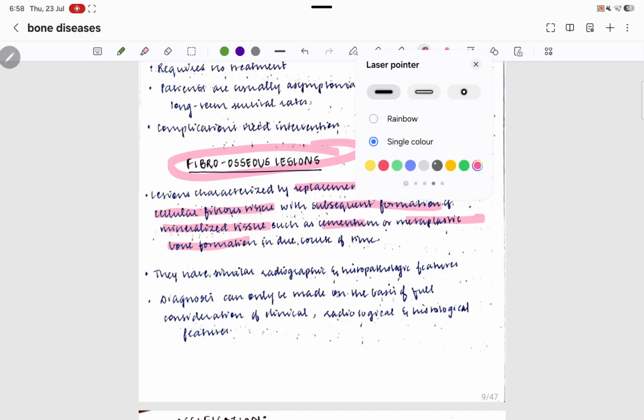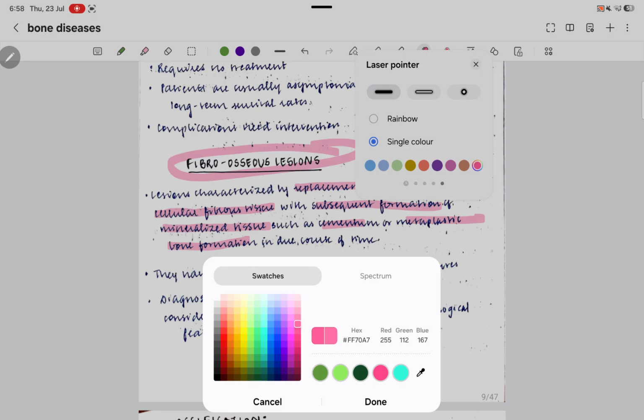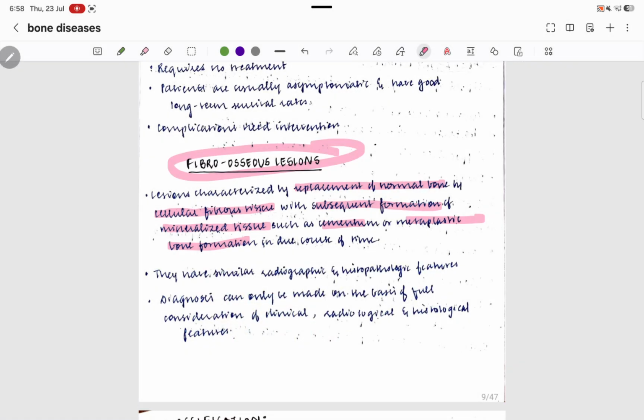So I'm selecting a color here just so that I like how it's going, right? So okay, let's get started.